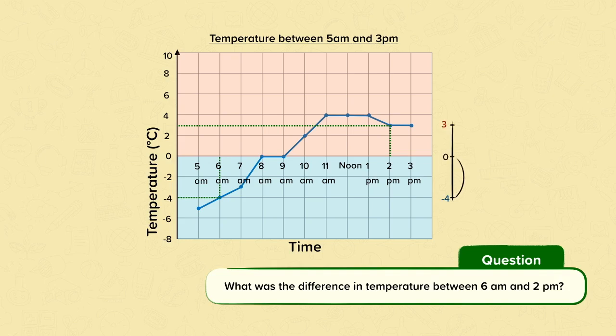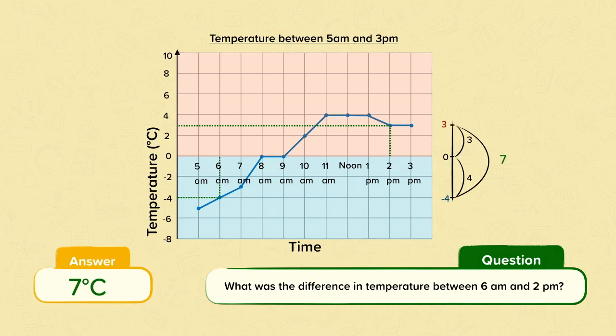Now we need to find the difference between -4 and 3. -4 to 0 is 4, and 0 to 3 is 3. So the total difference between -4 and 3 is 7 degrees C.